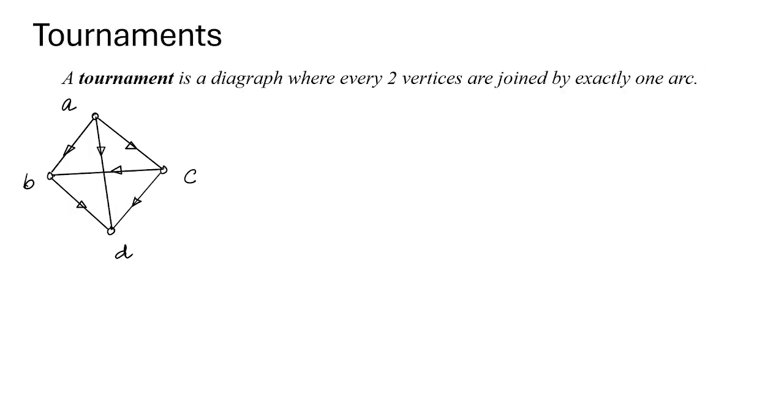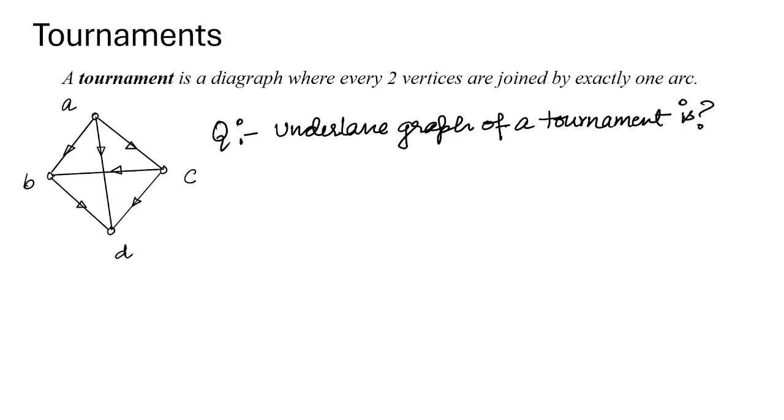So what are tournaments? A tournament is a digraph where every two vertices are joined by exactly one arc. Here A is joined to B, C and D. B is also joined to A, D and C, and C is also joined to A, D and B. A question can normally be asked: what is the underlying graph for this tournament? Yes, you are right. The underlying graph for this will be a complete graph, that is K4.